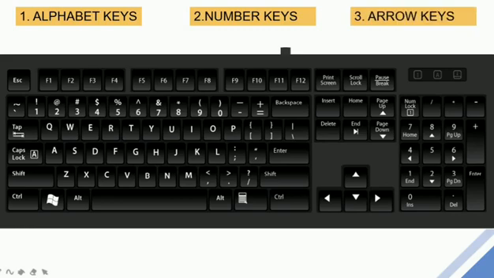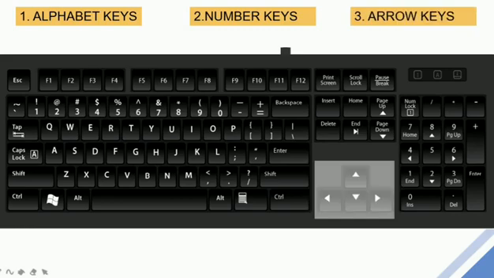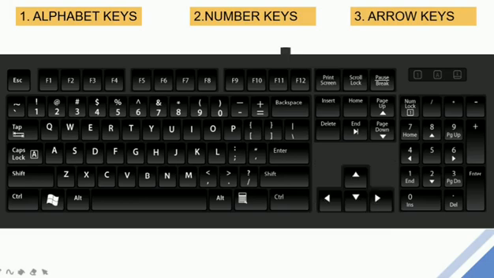Next, we have arrow keys. As you can see in this image here, these are the arrow keys. These arrow keys help the cursor move up and down. So if you want the cursor to move up, you will press this key right here. If you want it to go down, then this key. If right, then this key, or if left, then this key.